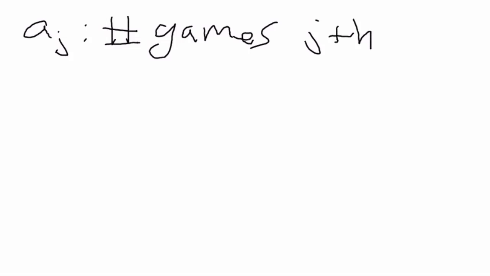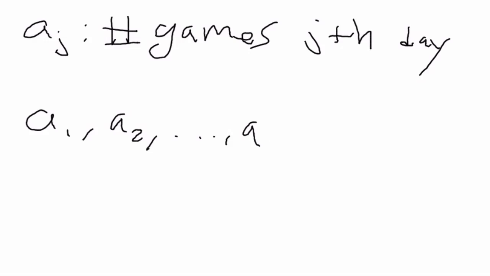I forgot to say, the month is restricted at 30 days, no more, no less than 30 days, to make things simpler. So a sub j is the number of games played on the jth day of the month, and now we have a sequence. So we can say a sub 1, a sub 2, dot dot dot, a sub 30. Each element in our list corresponds to the number of games played on the day denoted by the subscript.